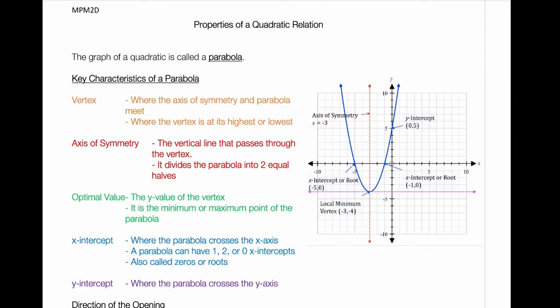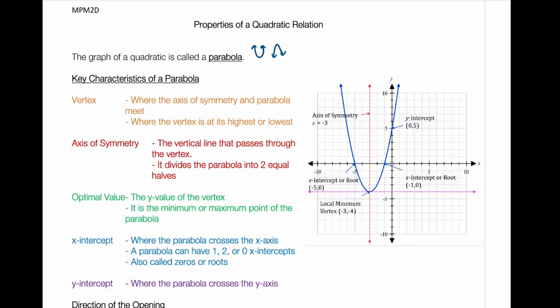So the first thing, the key thing, is that the graph of a quadratic is called a parabola. And again, that's what the U shape or the N shape is called. So that U shape, depending on the opening, or that N shape, is called a parabola. And that's the general form that a quadratic takes.